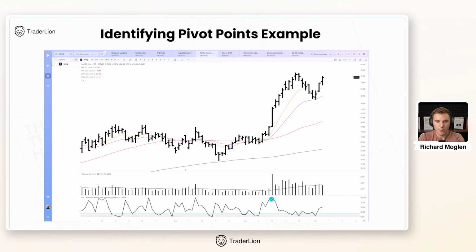So let's get into an example. Here's IONQ again. So think to yourself first, where is the base pivot?